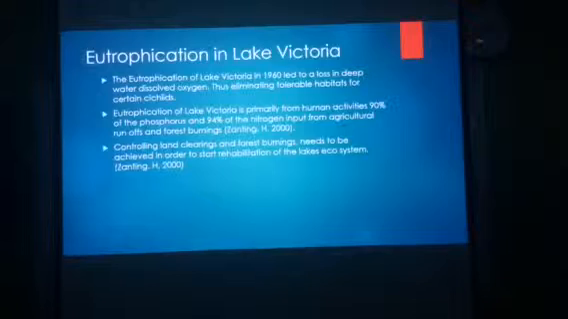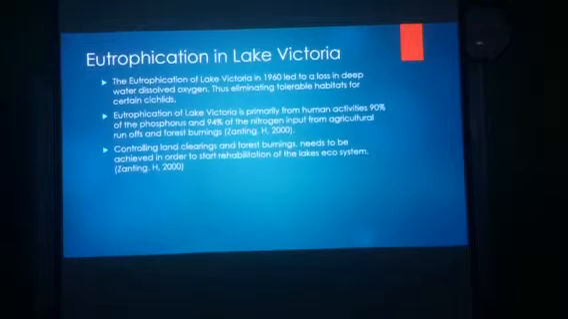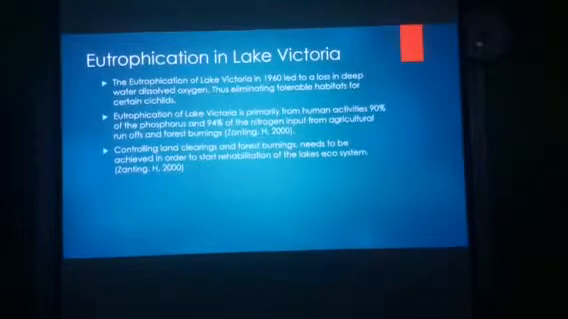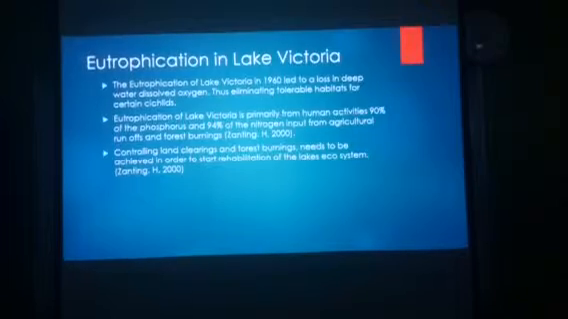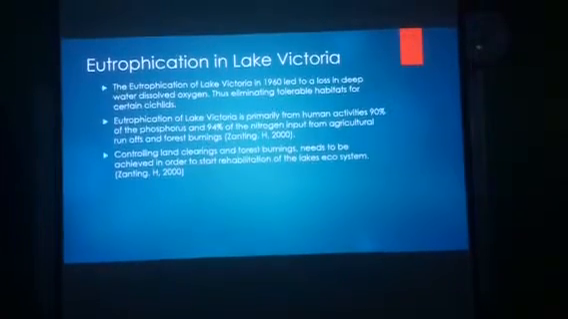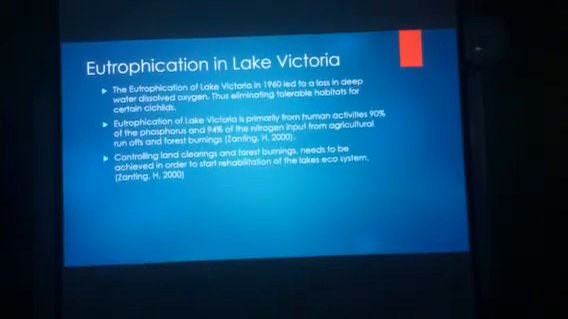The eutrophication of Lake Victoria in the 1960s led to a loss of deep water dissolved oxygen, thus eliminating tolerable habitats for certain cichlids. Eutrophication of Lake Victoria is primarily from human activities. 90% of the phosphorus and 94% of the nitrogen input is from agricultural runoffs and the forest burnings. Controlling land clearings and forest burnings needs to be achieved in order to start rehabilitation of the lake's ecosystem.